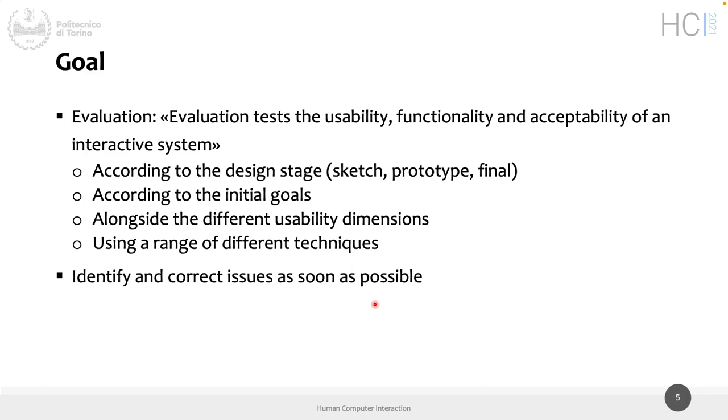You can evaluate different things using different techniques at different design stages. If you have a paper prototype, you can do something. If you have a sketch, you can do something. If you have the final product released in the world, let's imagine a company that releases a software, a mobile application, a website, you clearly can do other things for evaluating that system, that application. Clearly, there are different tools and instruments according to the design stage, and we will see them in a bit.